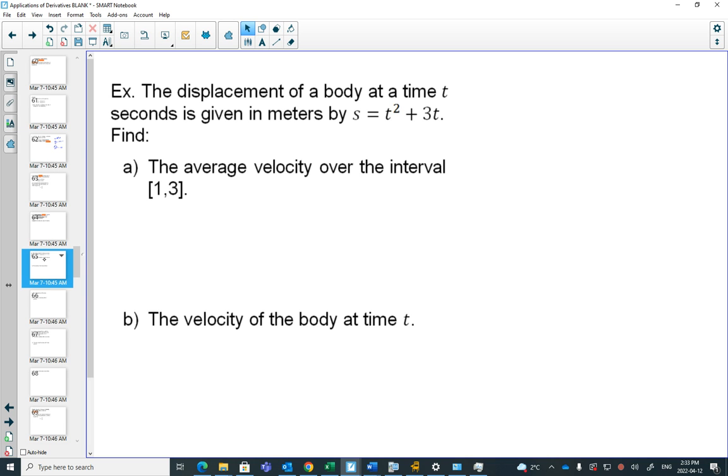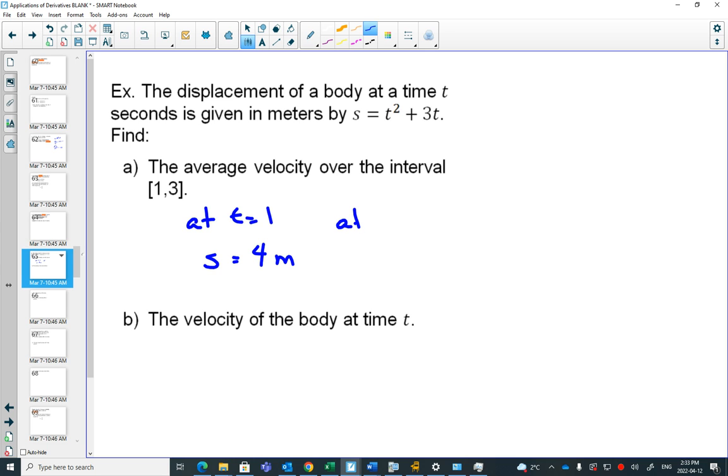And for the most part in calculus, the kinematics questions are fairly straightforward. So you get an equation for displacement: S equals t squared plus 3t. If you want to find the average velocity over 1 to 3, well, at t equals 1, S would equal 4, and this is in meters, 4 meters.